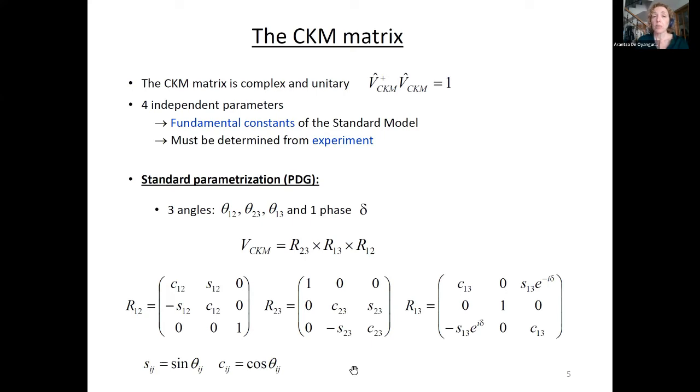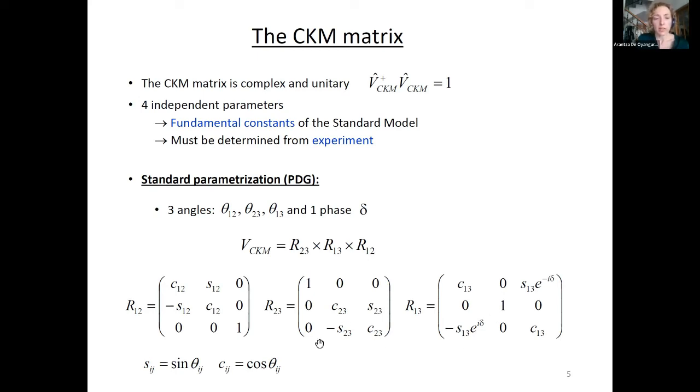In the standard model, this Cabibbo-Kobayashi-Maskawa matrix is complex and unitary, which is one of its main characteristics, and you can parameterize it in terms of four independent parameters. These parameters are fundamental constants of the standard model, and they have to be determined from experiment, so they are not predicted. There are different ways of parametrizing. You can use three angles and one phase, which is what the PDG usually uses, with these three rotation matrices that you can see here.